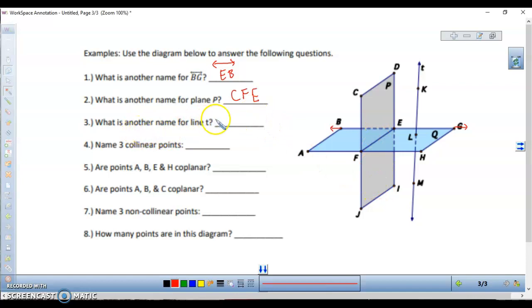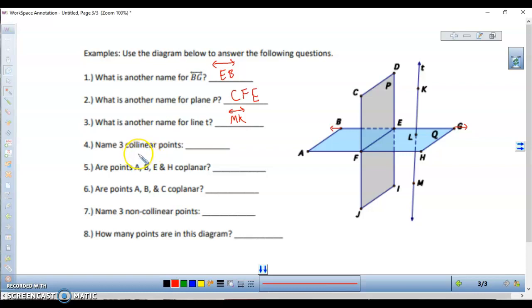What is another name for line T? Well, here's line T. I just need any 2 points on that line with an arrow on top. So let's call it line MK, for instance. That works. Arrow on top.